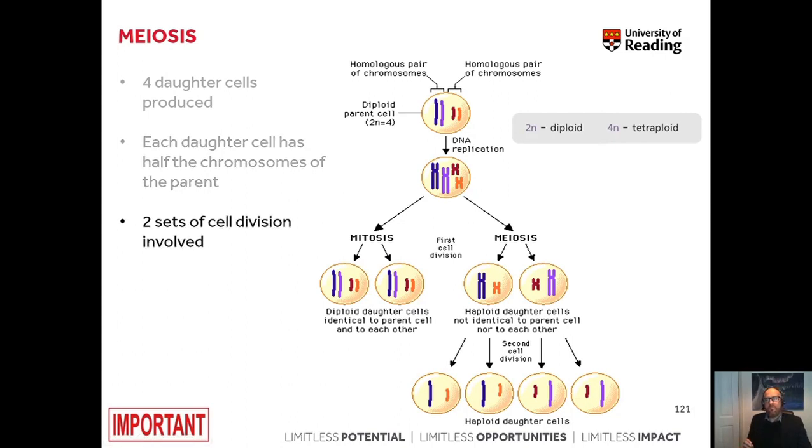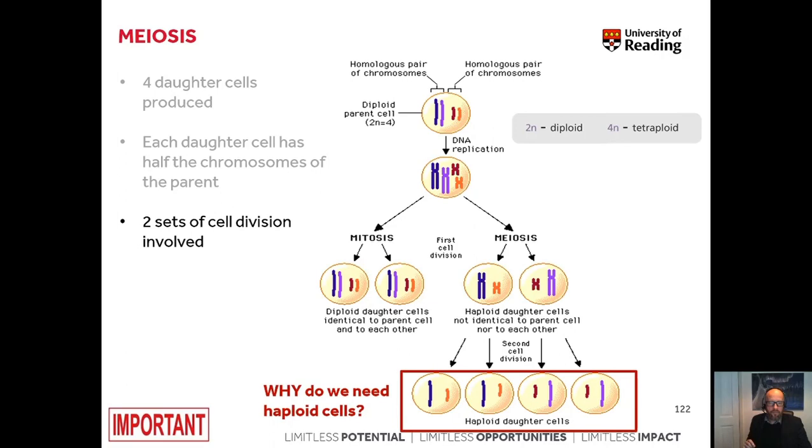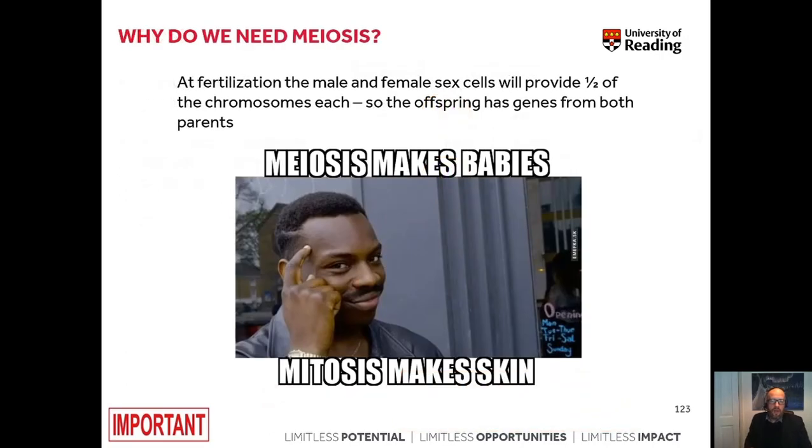In contrast to mitosis, meiosis can be divided into 2 sets of cell division. But why do we need haploid cells at all? The simple answer is because fertilization combines the genetic material of the father with the genetic material of the mother. So we need cells that have just half the number of chromosomes. Otherwise, we would end up with a chromosomal configuration of 4n.